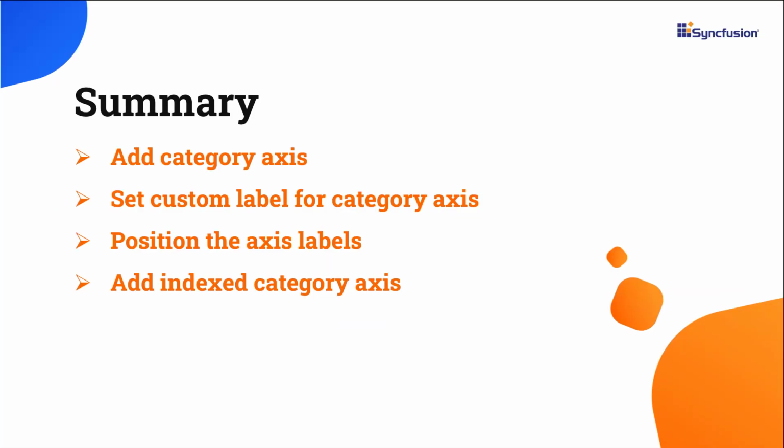Now let me quickly summarize. I have shown you how to create and customize the category axis in the ASP.NET Core Charts control with a few basic properties. You can download a working example from the GitHub link shared in the description below.